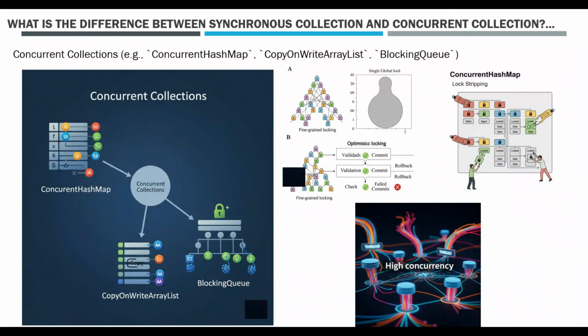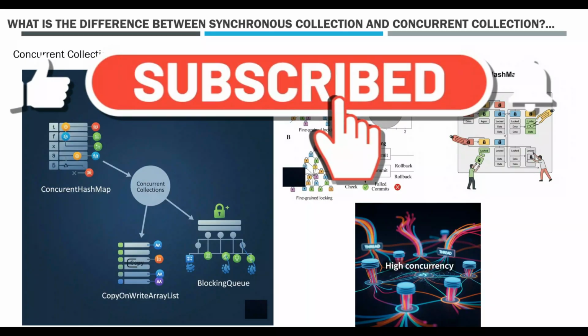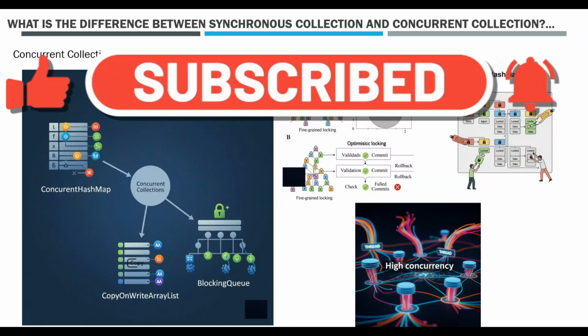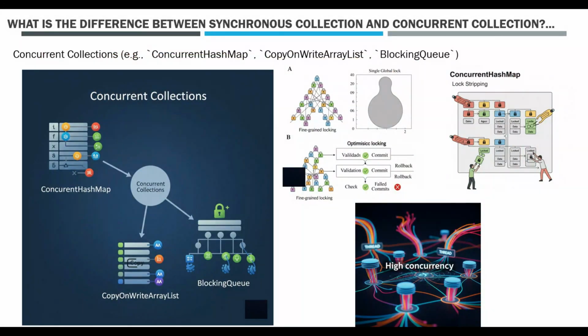Then we'll look at the concurrent collections. The examples are ConcurrentHashMap, CopyOnWriteArrayList, and BlockingQueue. Thread safety is achieved using a fine-grained locking mechanism or an optimistic locking strategy. For example, ConcurrentHashMap uses lock striping, where it divides the collection into multiple segments and only locks the specific segment which is being accessed currently. This allows multiple threads to read and also write in different segments at a very concurrent level.